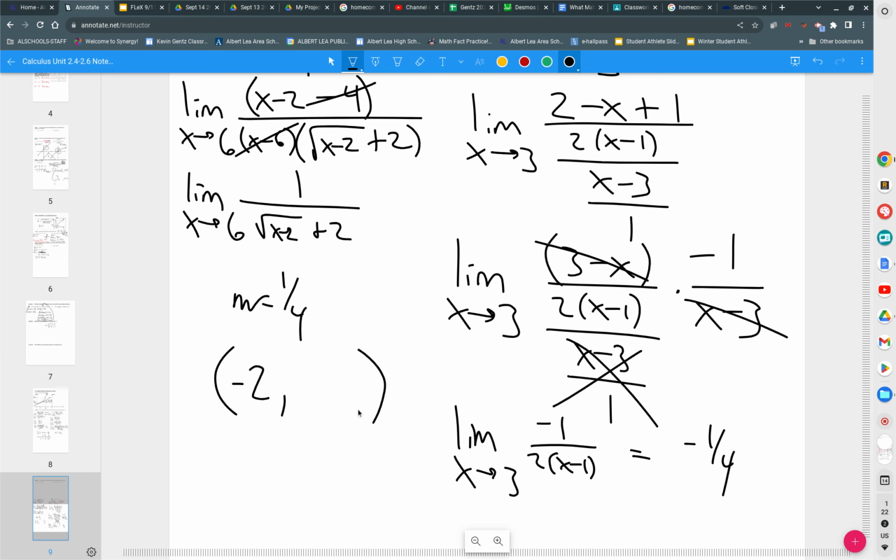Those are the 3 situations: no point, no limit; point, no limit; point, limit, but not the same. That's the same.